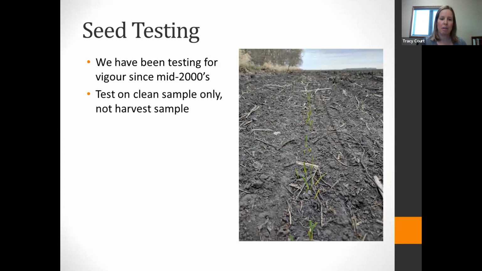We only test on the clean sample, not on the harvest sample. The main reason for this is that a lot of those poor germ and poor Vigour seeds are going to be cleaned out during processing. The other reason is you want to give the seed a chance to cool down, so that you break some of the dormancy that might be present right after harvest.